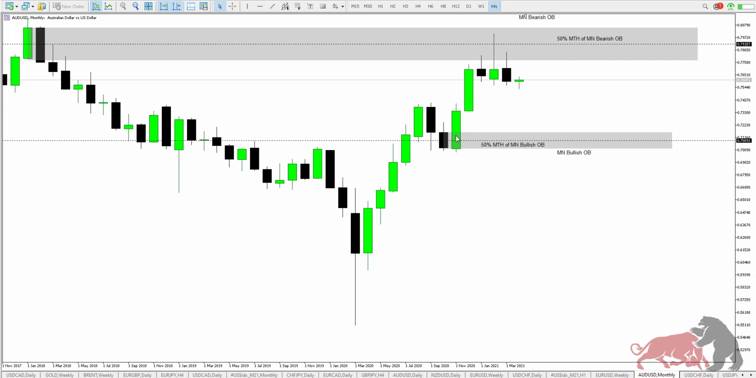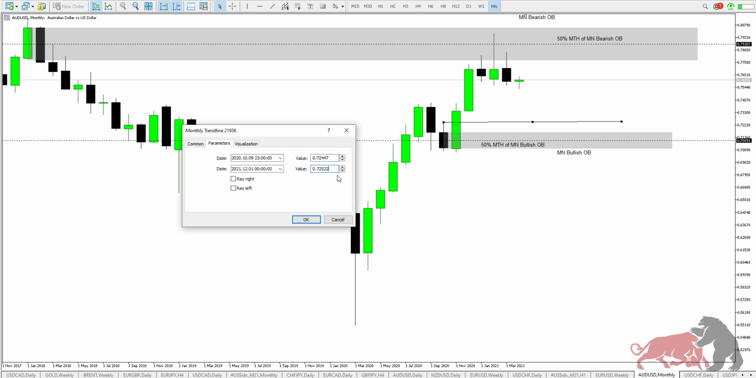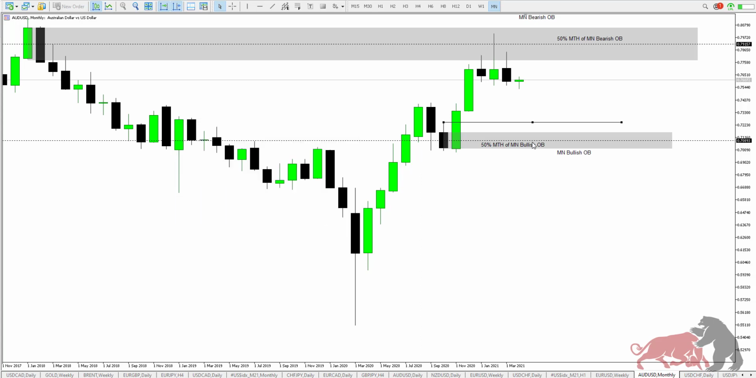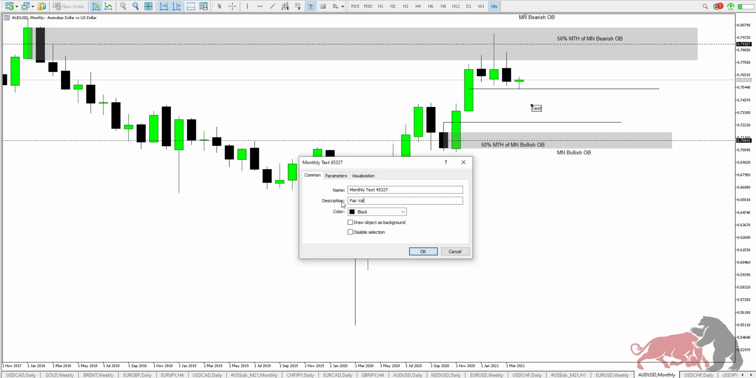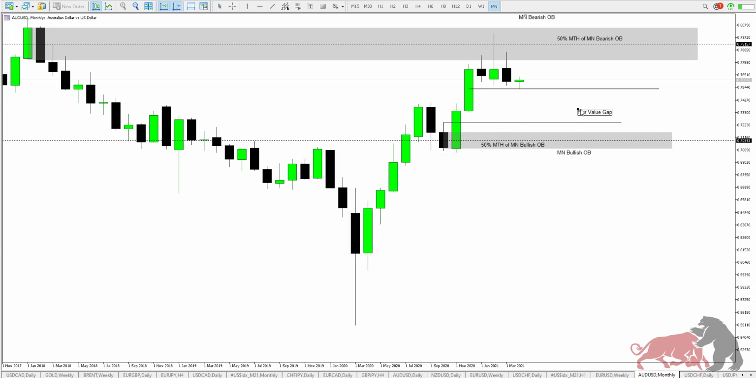Now you can see there's an area in price action where price hasn't traded to. There's imbalance, in other words, the market is not balanced, and the high of the bullish order block, which is coming in at 72447, and the low of last week. I'm going to use the low of last week. There's this gap here in price action. That is what we call a fair value gap, right?